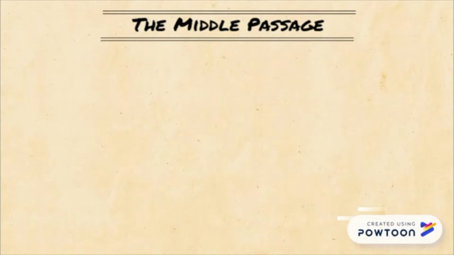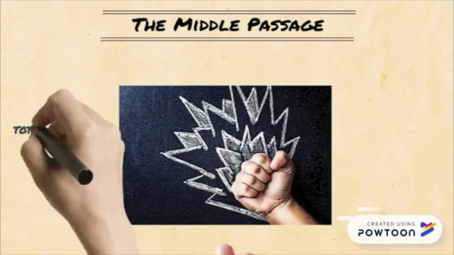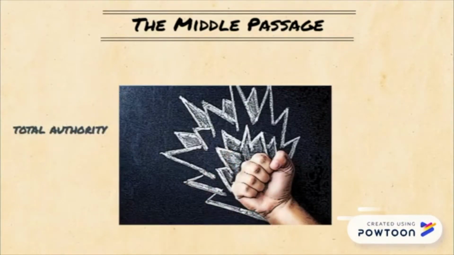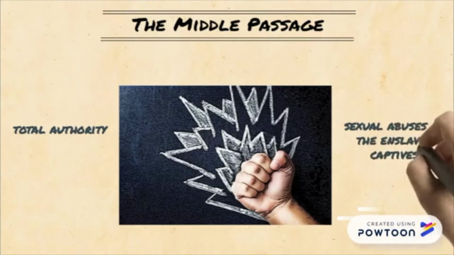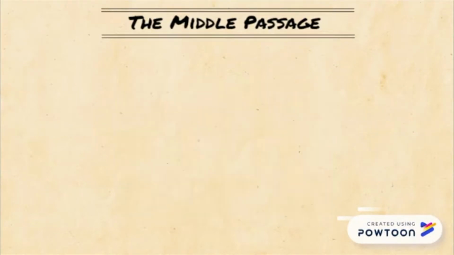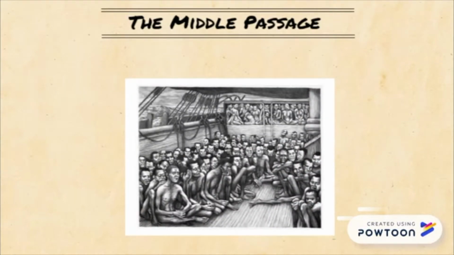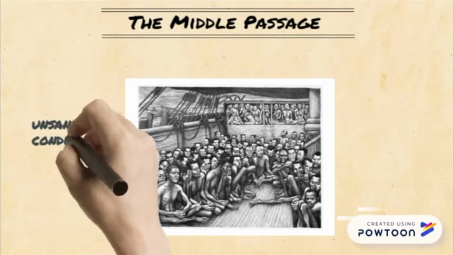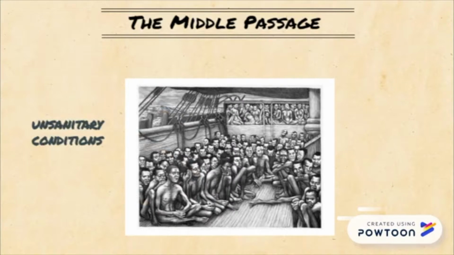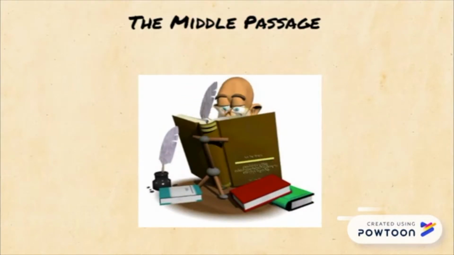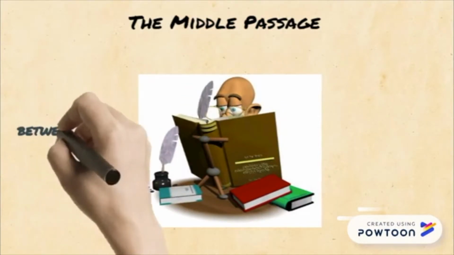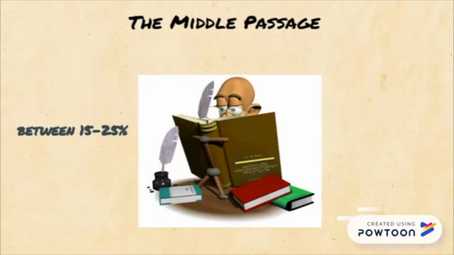The captain of each one had total authority over those aboard, and they let atrocities and sexual abuses of the enslaved captives happen. Moreover, the unsanitary conditions were remarkable. The heat was intolerable and the oxygen levels were very low. Because of that, various diseases were widespread too. Historians estimate that between 15 and 25% of the African slaves bound for the Americas died aboard slave ships.